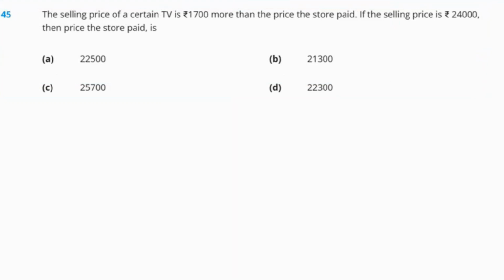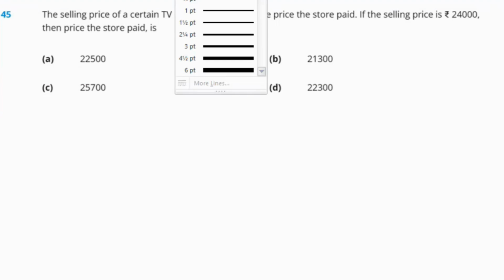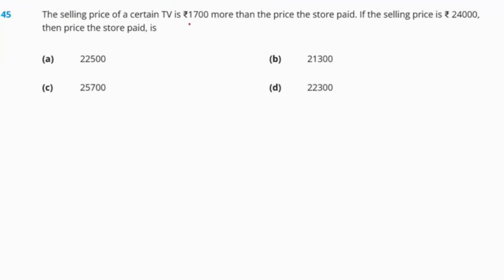Now, next is the selling price of a certain TV that is given to us. Okay. It is given to us that the selling price of a certain TV is 1700 more than the price of a store. If the selling price is 24,000, then the price the store paid is, okay, the selling price of a certain TV is 1700 more than the store price. So store price plus 1700. That is given to us. If the selling price is 24,000, then 24,000 is whatever the price at the store plus 1700.